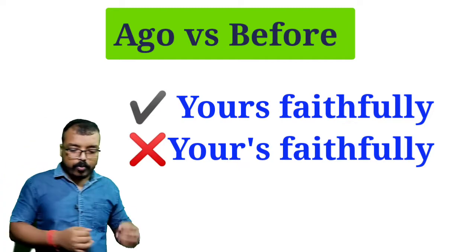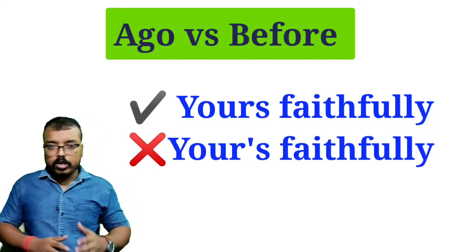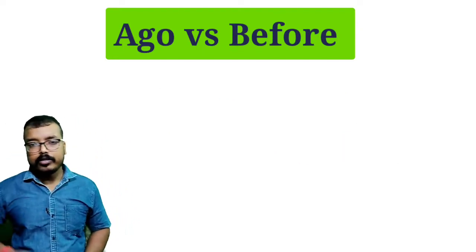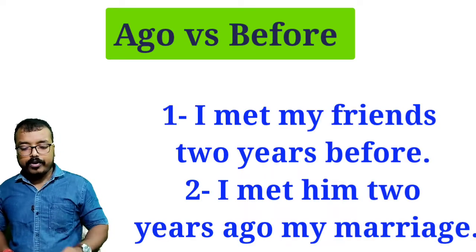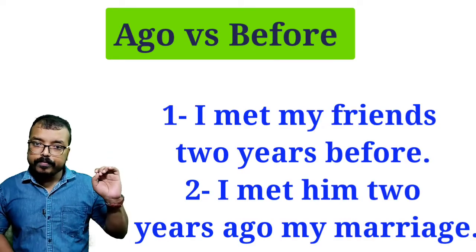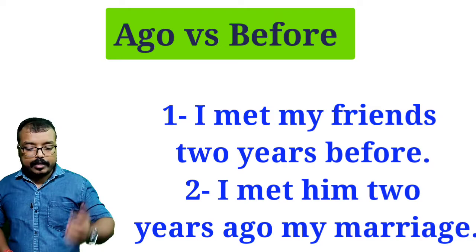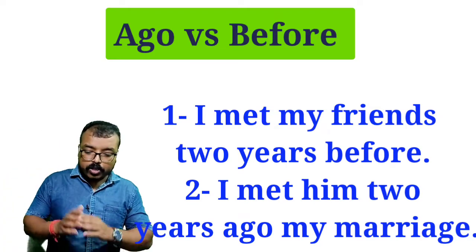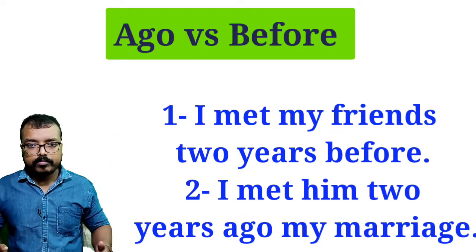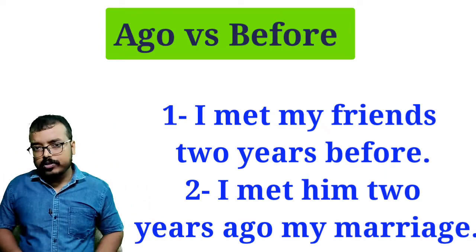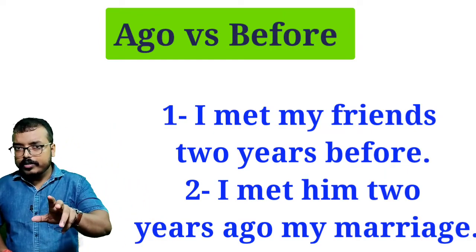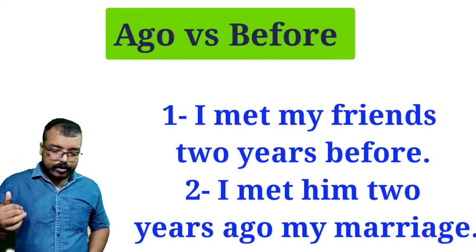Okay, let's come to the point of ago and before. So you will have to keep in mind, watch these two sentences first. I met my friend 2 years before. This is the first one. And the second one is I met him 2 years ago, my marriage. So let's find out the mistake between those two sentences.